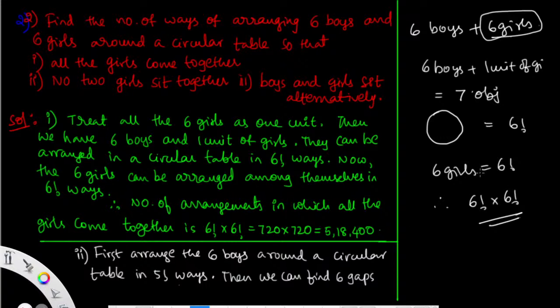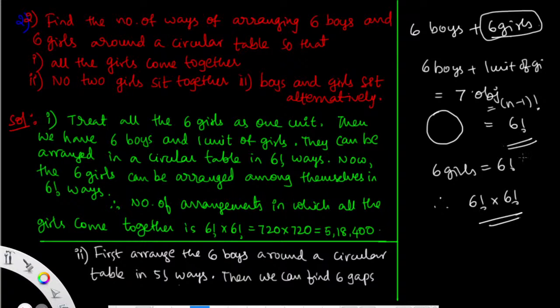For this question, it is always the same concept. All the girls come together means make a bundle of girls. Then you have 6 boys and 1 unit of girls. They can be arranged in a circular mode. Total 7 things can be arranged in a circular way. Circular way means n minus 1 factorial, that is 7 minus 1 factorial.